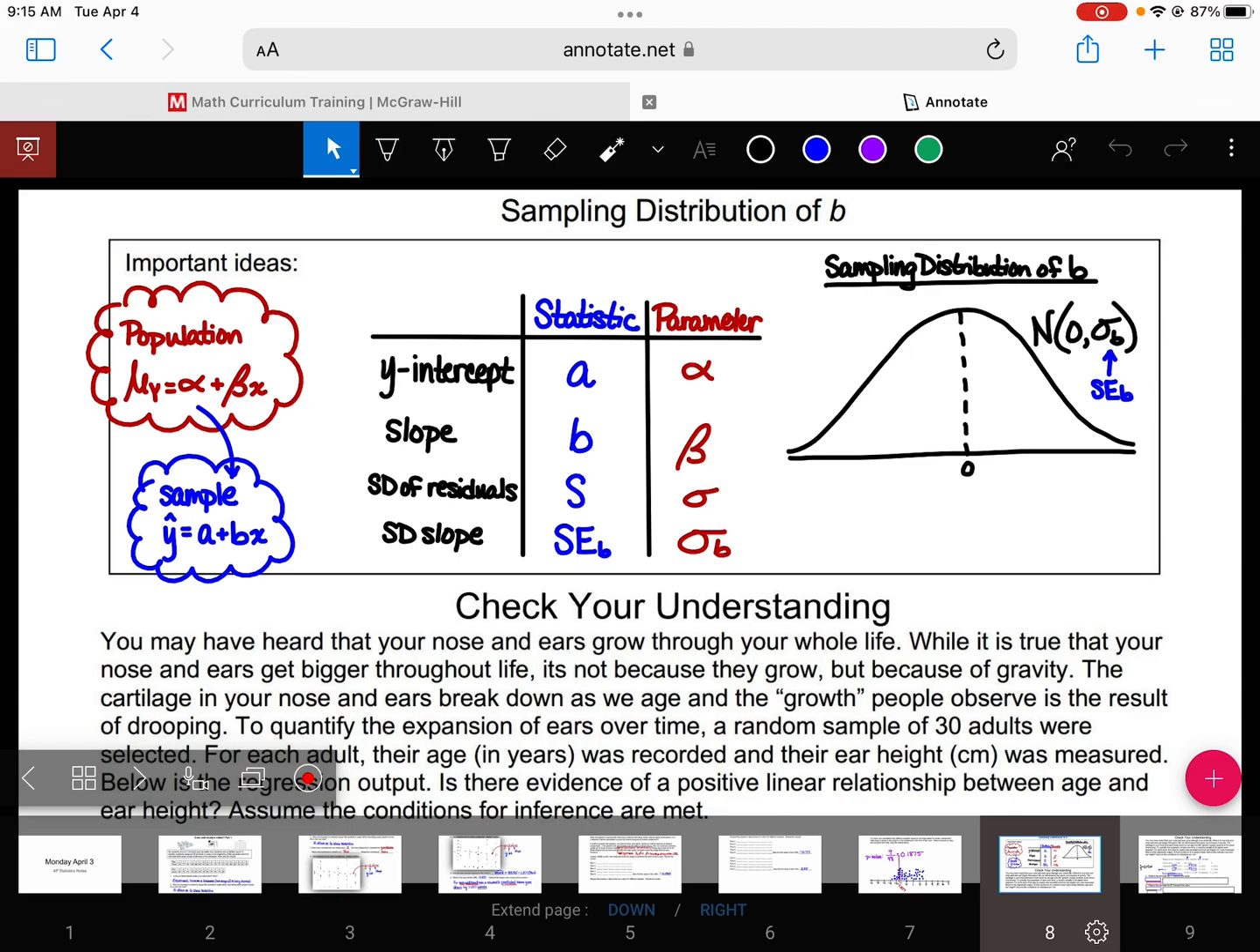You guys noticed this as we added more and more samples, it became more and more approximately normal. The sampling distribution for our slope, sampling distribution for b, is approximately normal with a mean of 0 and a standard deviation. If I had the population, that would be sigma b. If I don't have the whole population, if I'm having to estimate that, that's SEb, standard error of b.